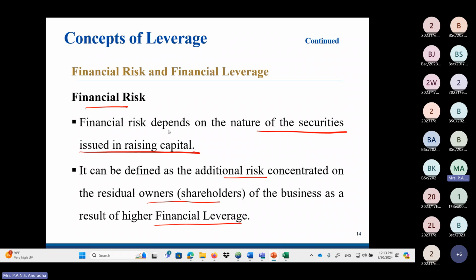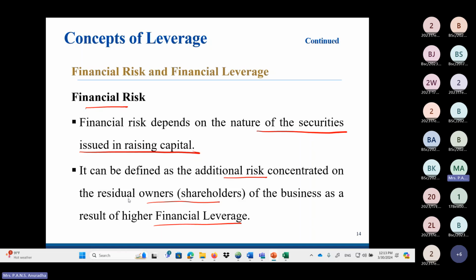So here, financial risk depends on the nature of the securities companies issued. The higher the debt capital, the higher the financial risk. So you can see financial risk is the additional risk concentrated to the owners, the shareholders of the business, as a higher financial leverage. These concepts I have explained with this calculation also. I think you should be able to realize these things.